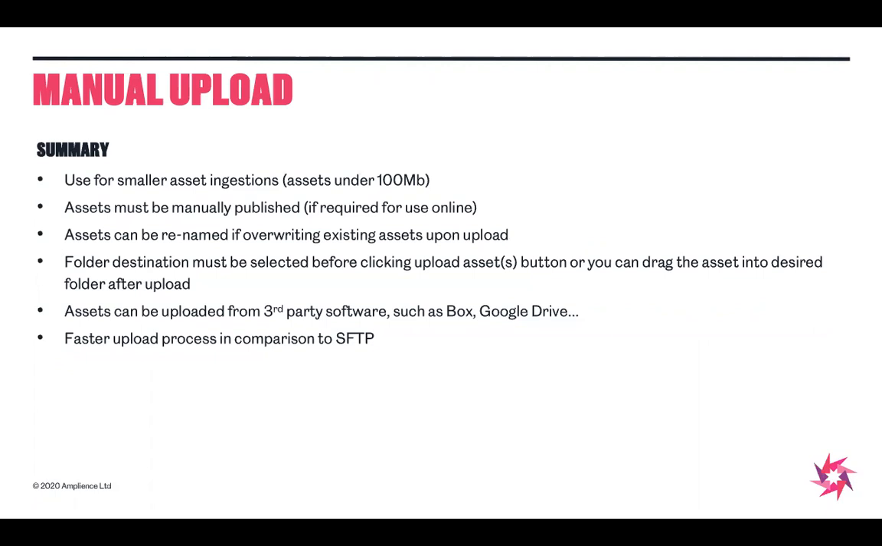For manual upload, this can be used for assets under 100 megabytes, as well as for any assets that don't have specific processes running off them, like the product assets I mentioned. If you need to use the assets for online purposes, then you need to manually publish the asset. You'll be given a notification when manually uploading as to whether you want to overwrite it or rename new.